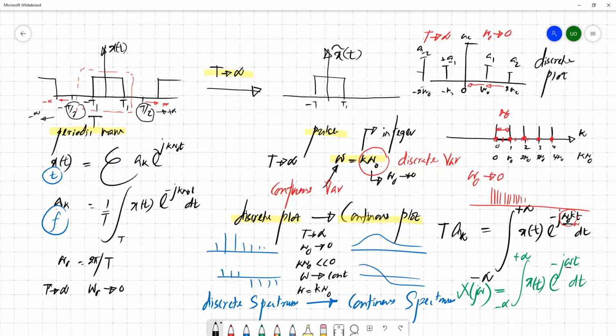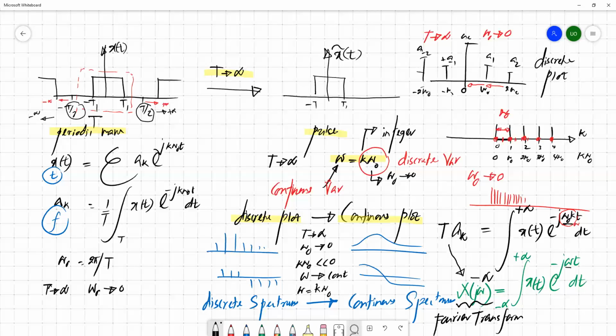Previously we defined it as the Fourier series coefficients. But now we define this quantity, and we'll use capital X within bracket j omega. So j basically represents the complex domain, omega represents the frequency domain in continuous mode, and X basically represents the Fourier transform. So the Fourier transform is capital X.